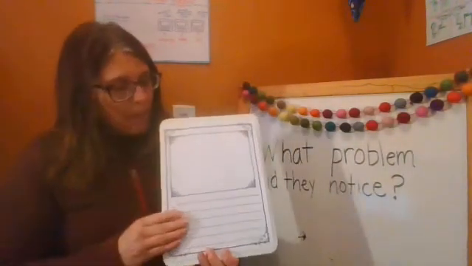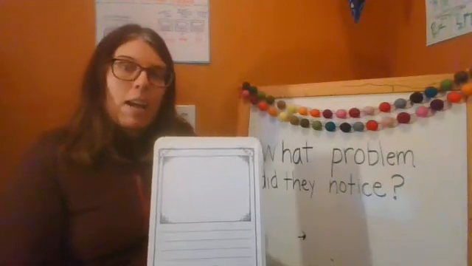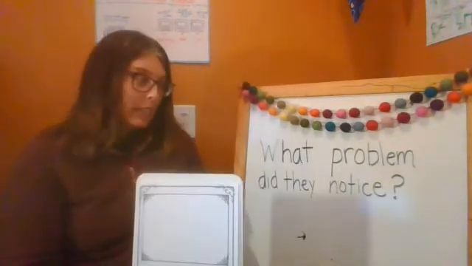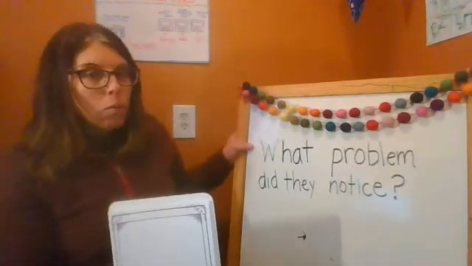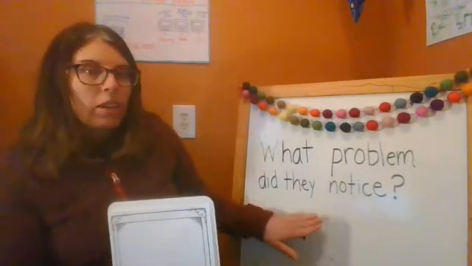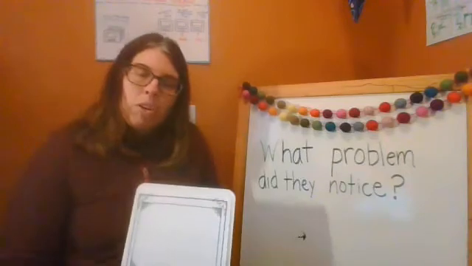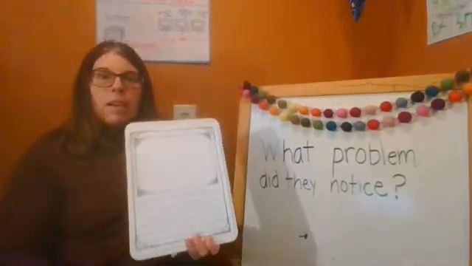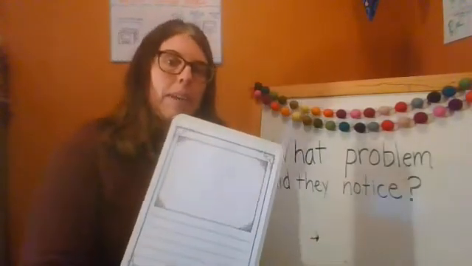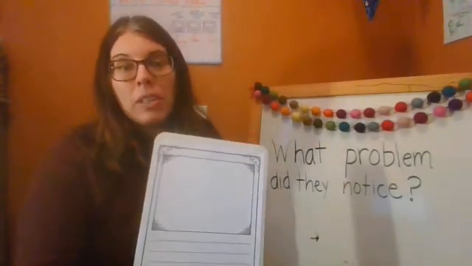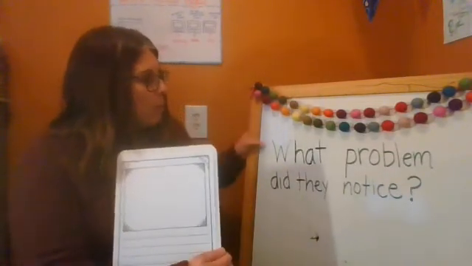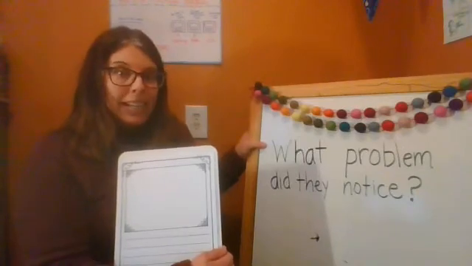So the first page of our book is going to tell what the problem your mover and shaker noticed was. So I wrote that question here. It says, what problem did they notice? So what problem did your mover and shaker notice in their community, in their school, in the world? And that it's the problem that they wanted to try and help fix. So if we think about the movers and shakers we studied together as a class, we can answer this question for them. So what problem did Autumn Peltier notice?